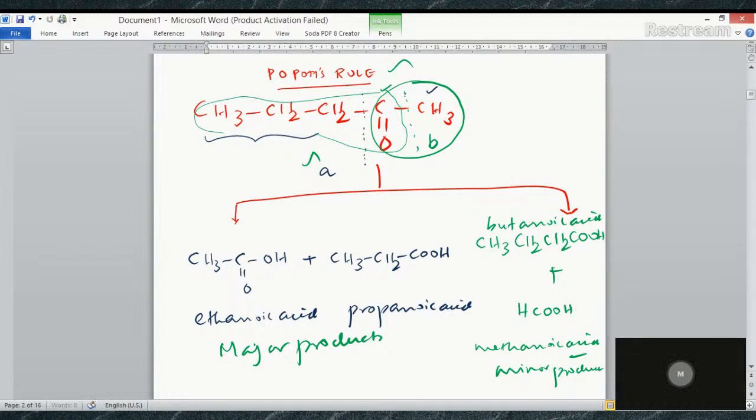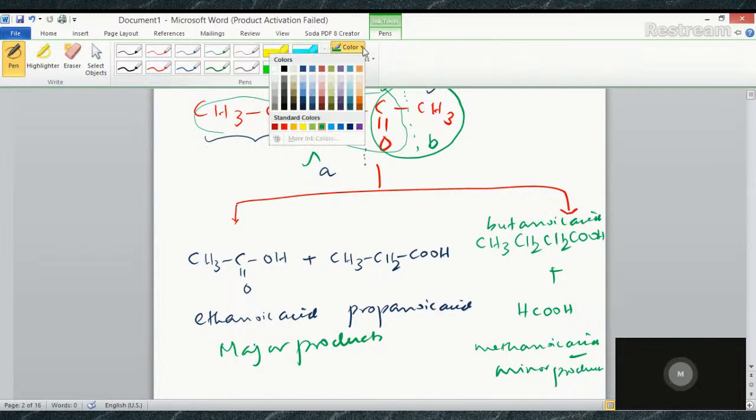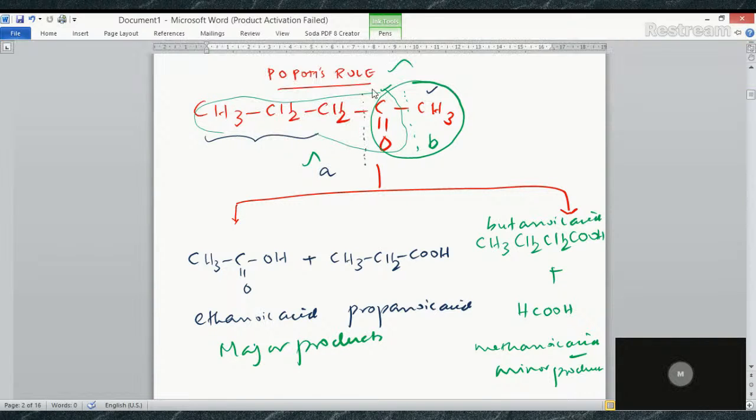I repeat, it's a ketone. Its name will be pentanone. Yes, you see, there are 5 carbon atoms present in the longest chain: 1, 2, 3, 4, 5. So you can call it pentanone, particularly 2-pentanone, an asymmetric ketone, because on both sides of the C=O, the alkyl attachments are not the same.